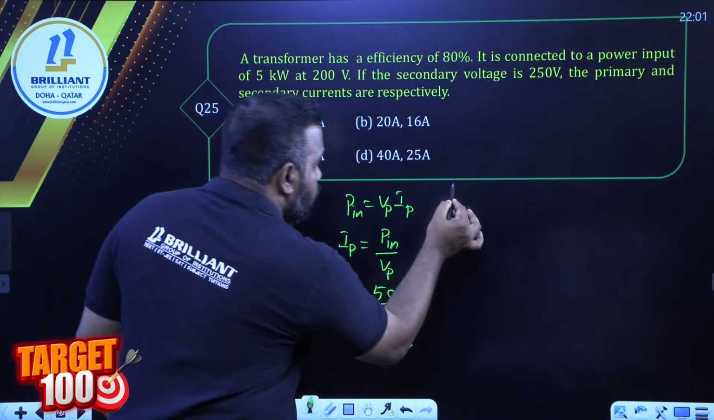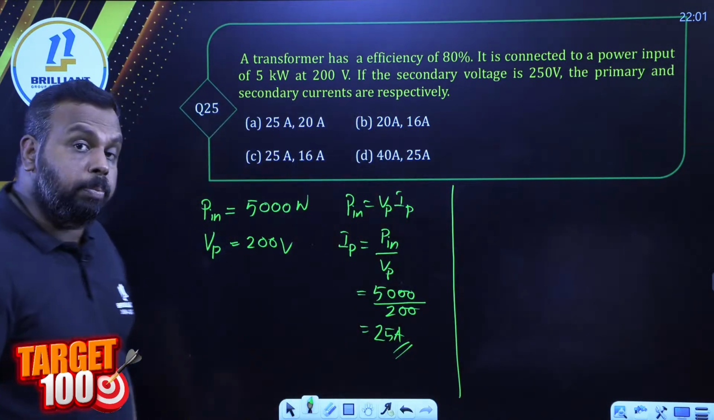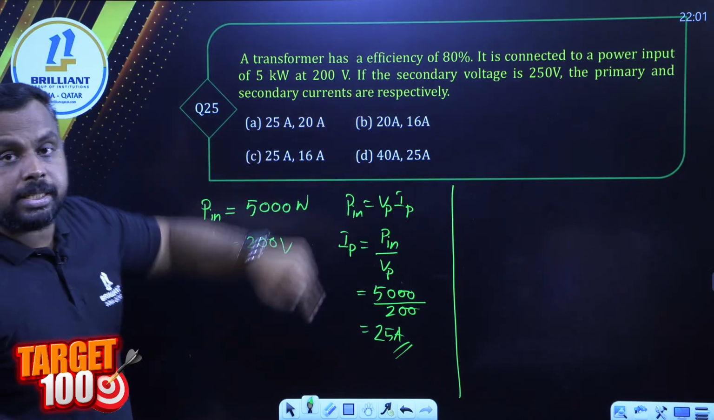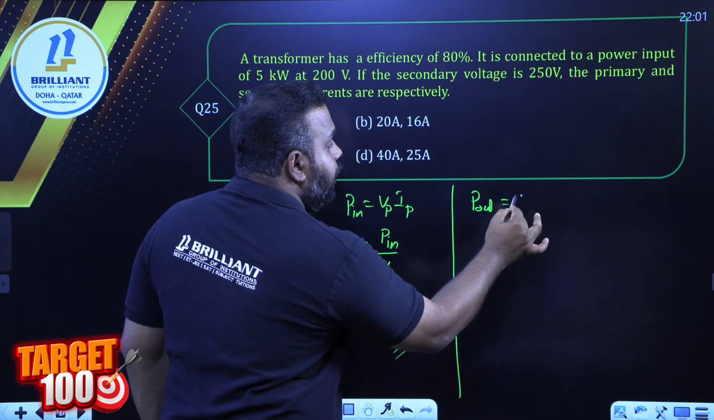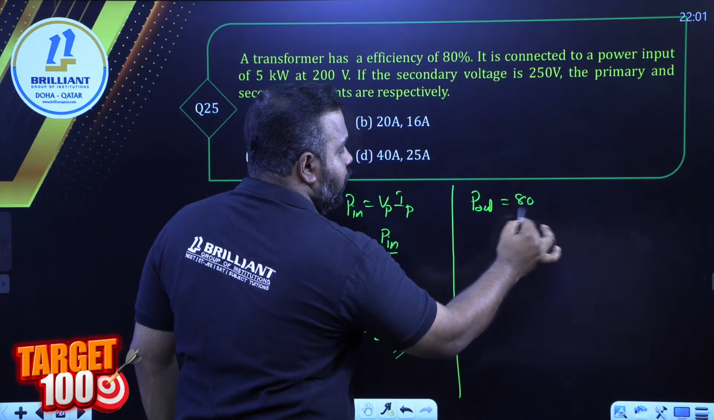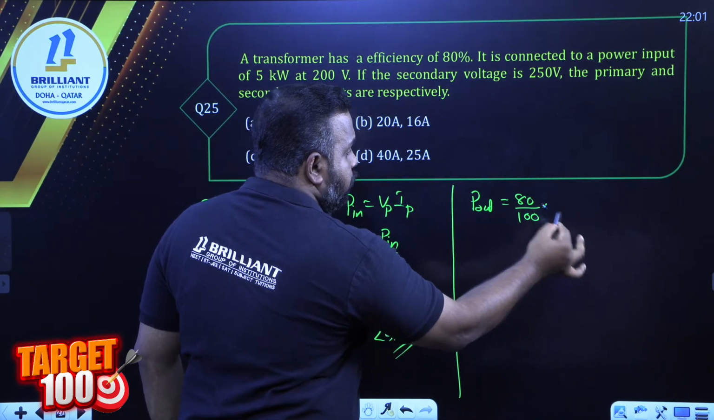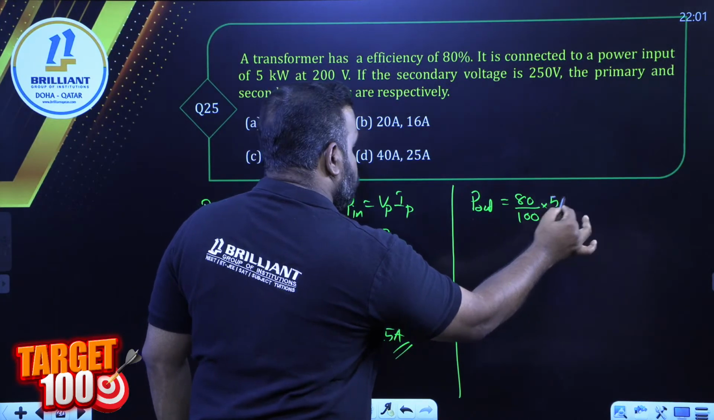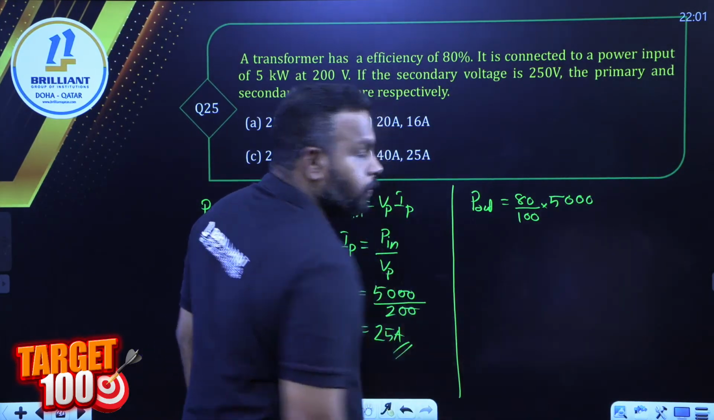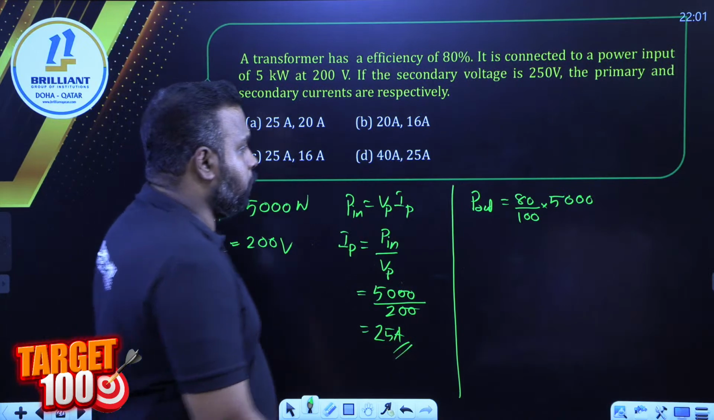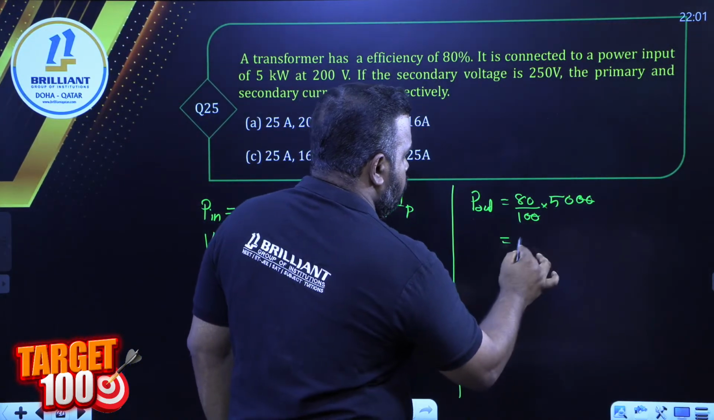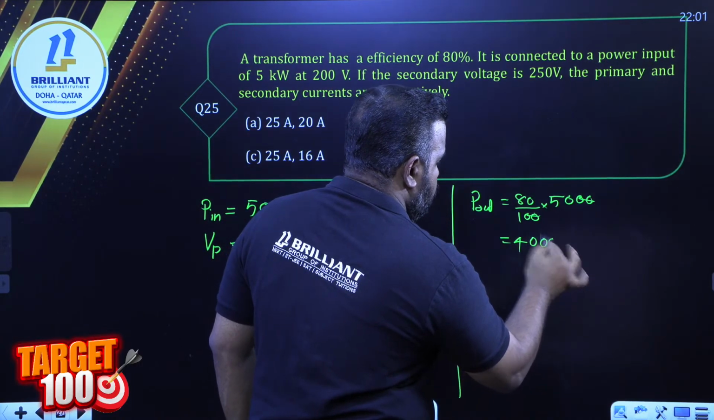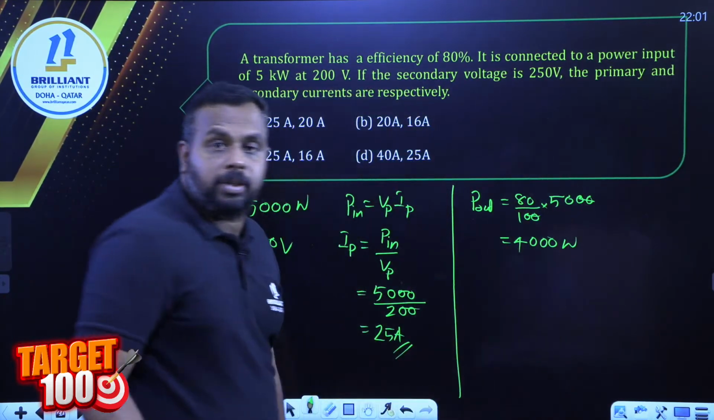For that, we can find P out. Efficiency is given as 80%. That means output power will be 80% of input power. 80% means 80 by 100 of input power. What is input power? 5000. This is the input power. Okay, so what will be the answer? 4000 watt. This is output power.